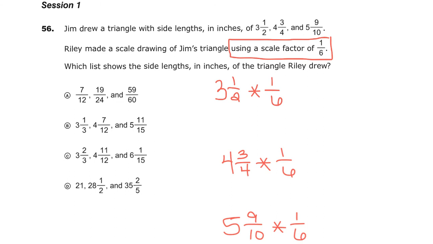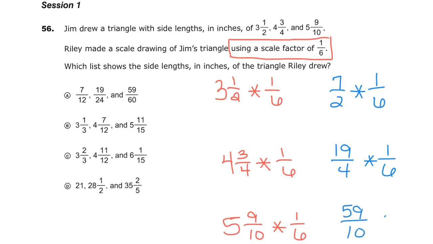Turn them into improper fractions. What's 3.5 as an improper fraction? 7 over 2, and then times 1 over 6. What is 4 3/4? 19 over 4, times 1 over 6. And the last one? 59 over 10, times 1 over 6. You need to multiply them all out.